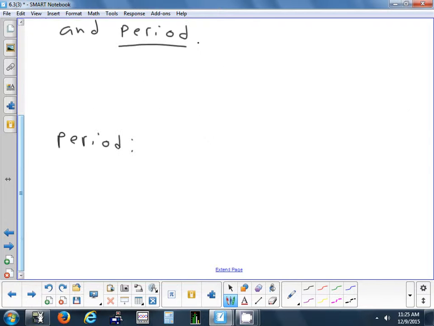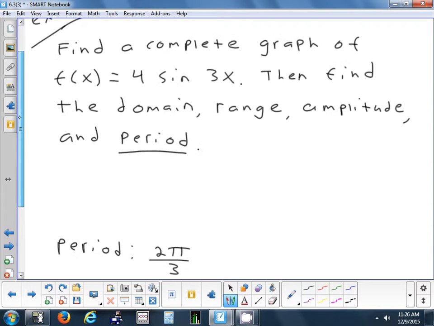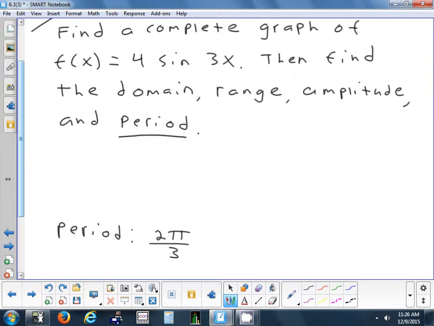2 pi over 3. Right, so we know that if we want to see 1 period on the screen, the difference between your x min and x max has to be this much. If you want to see 2 periods on the screen, the difference between x min and x max would be 4 pi over 3. So we'll come back to that in a second.